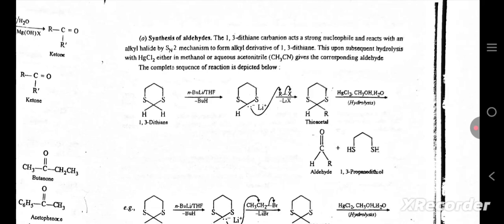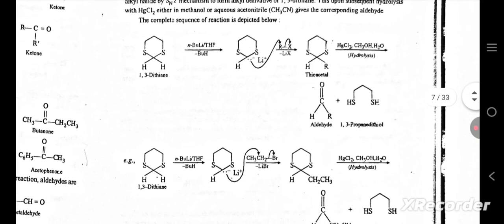Synthesis of aldehydes. The 1,3-dithiane carbanion acts as a strong nucleophile and reacts with an alkyl halide by SN2 mechanism to form alkyl derivatives of 1,3-dithiane. This upon subsequent hydrolysis with HgCl2, either in methanol or aqueous acetonitrile, gives the corresponding aldehyde. The complete sequence of reaction is depicted below.